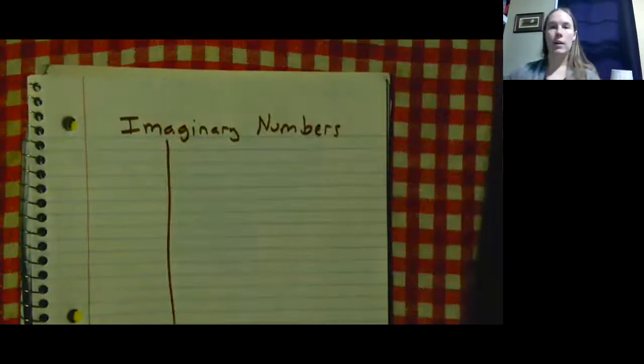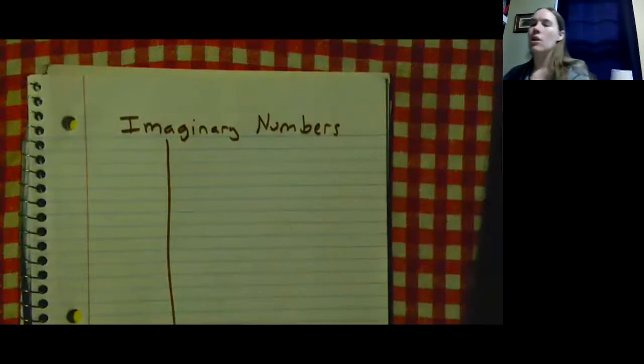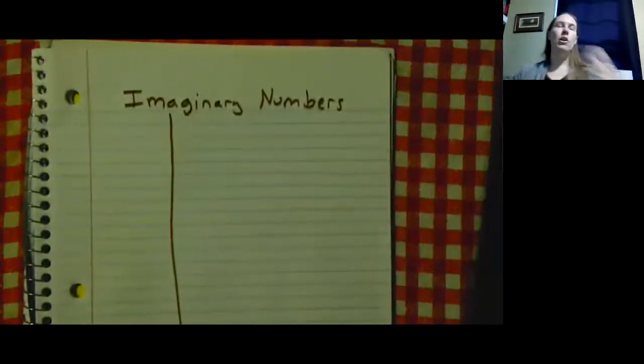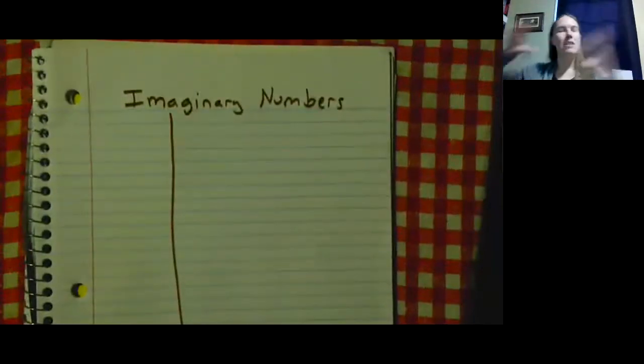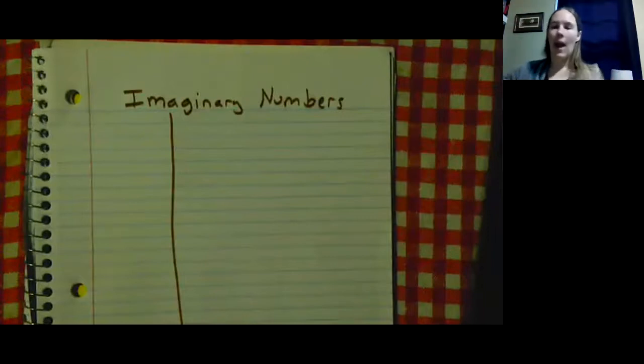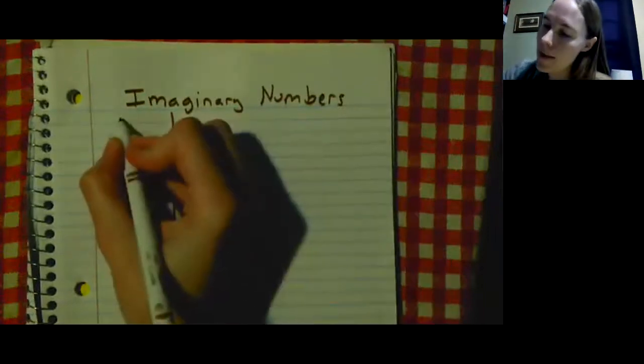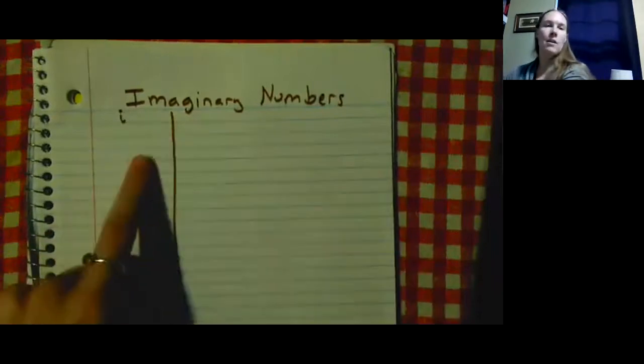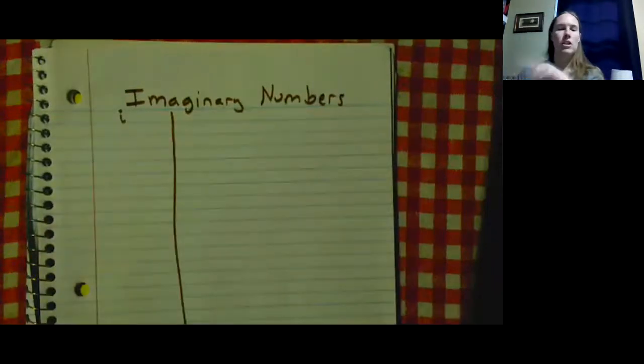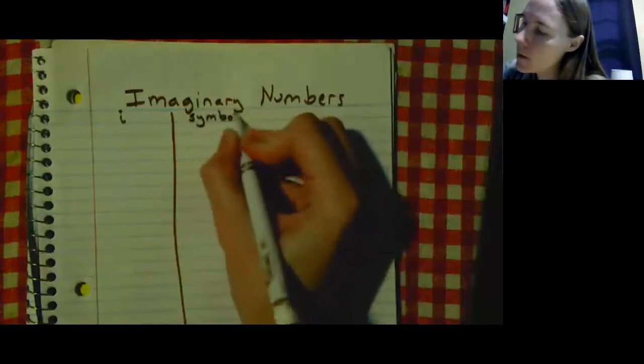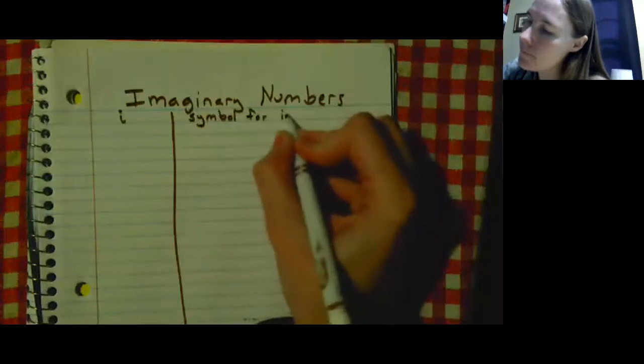So we're used to working with real numbers, like numbers we can buy things with, like we have $5, things like that. Imaginary numbers are useful in the complex world of mathematics, and they are shown by the symbol i. I make my i a little curly just so you can tell it's an i. So this is the symbol for imaginary.